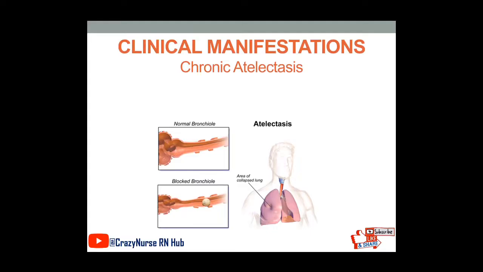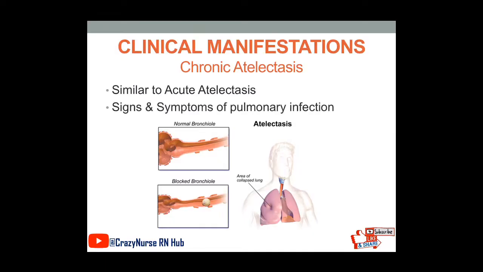Now let's have the clinical manifestations of chronic atelectasis. It is similar to acute atelectasis. Signs and symptoms are similar to, as what I have said, the acute atelectasis. The chronic nature of the alveolar collapse predisposes patients to infection distal to the obstruction. Therefore, the signs and symptoms of pulmonary infection also may be present.